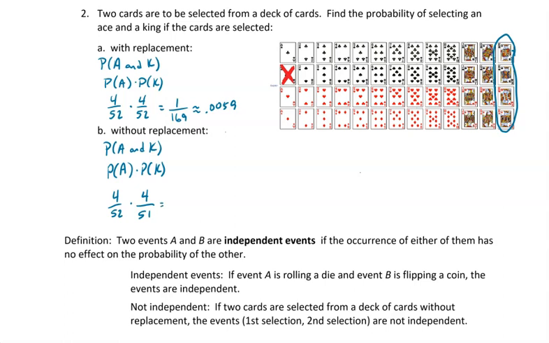So this is going to give us 4 out of 663, or approximately 0.0060. So as you can see, this one's a little bit more likely. Without replacement, it's actually a little more likely to get an ace and then a king, because for the king, there's less cards that you're picking from at that point.